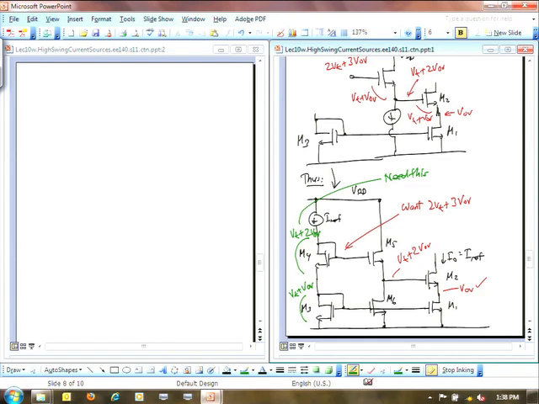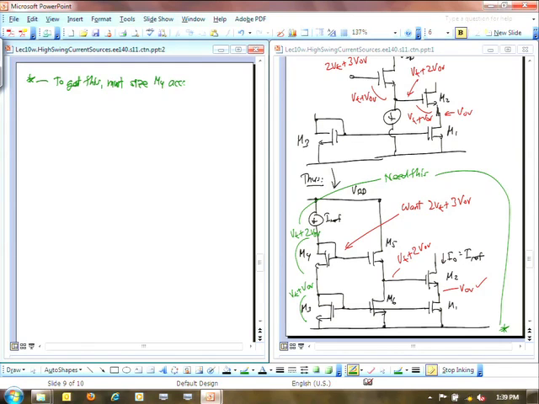Okay, good. So to get this, I have to size M4 accordingly. Okay, and how do I determine what M4 has to be? Well, I have to think about the currents going through these devices. These currents, right, they're stacked, so they have the same currents going through them. But I can write expressions for their drain currents.